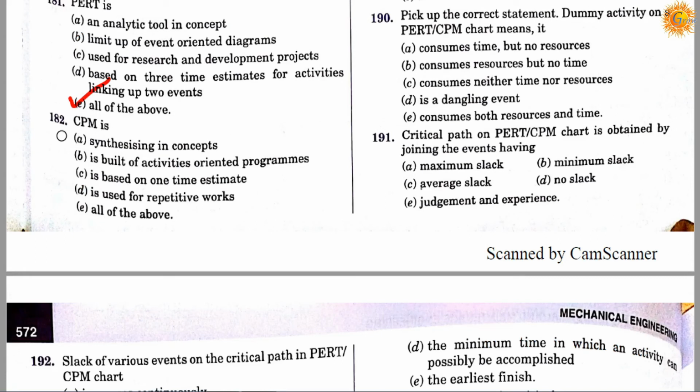Question number 182. CPM is: option A, synthesizing in concept; option B, activity oriented programs; option C, based on one time estimate; option D, used for repetitive works; and option E, all of the above. So the correct answer is E. It's all of the above.